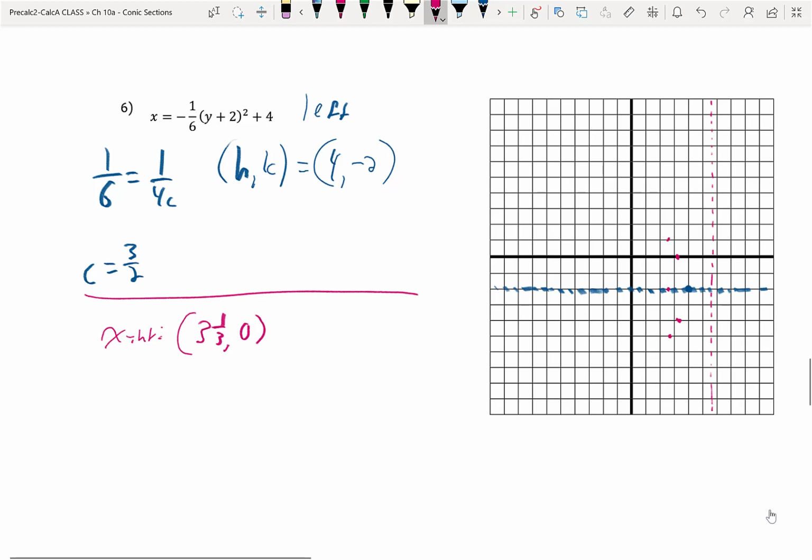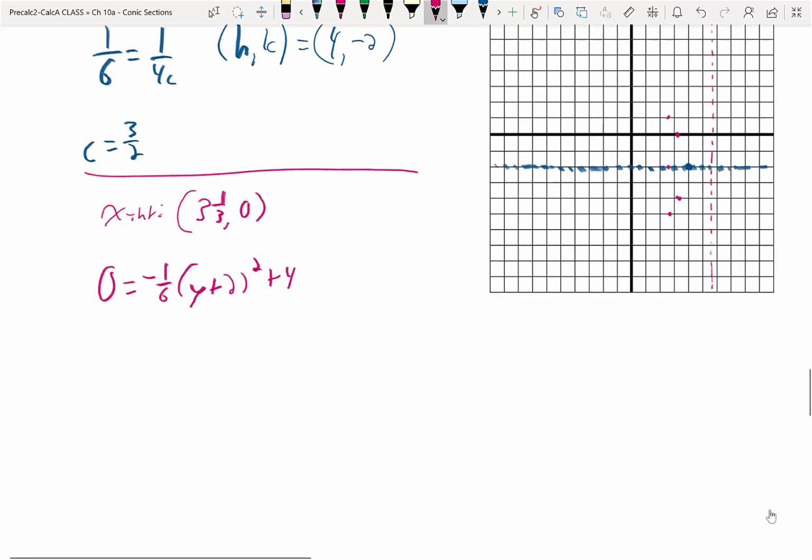Finally, let's do y-intercepts, which in a function in terms of y will act like x-intercepts. So y-intercepts, we go 0 is equal to -1/6 (y plus 2) squared plus 4. Subtract 4 and multiply by 6, and I get 24 is equal to (y plus 2) squared. This means that y is equal to -2 plus or minus 2√6.